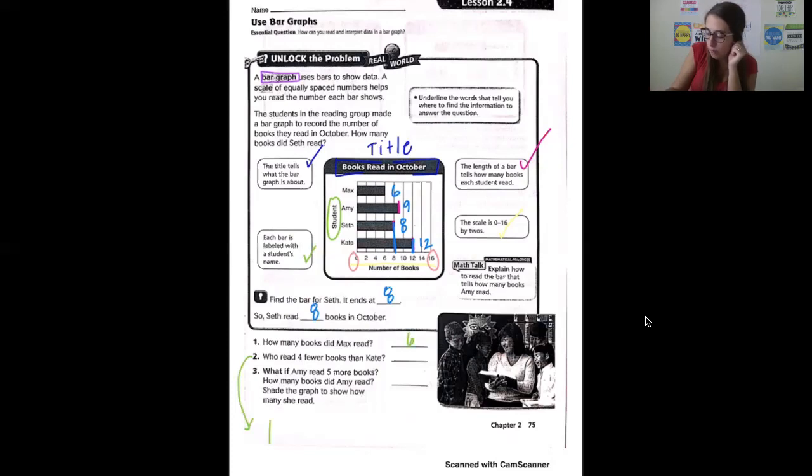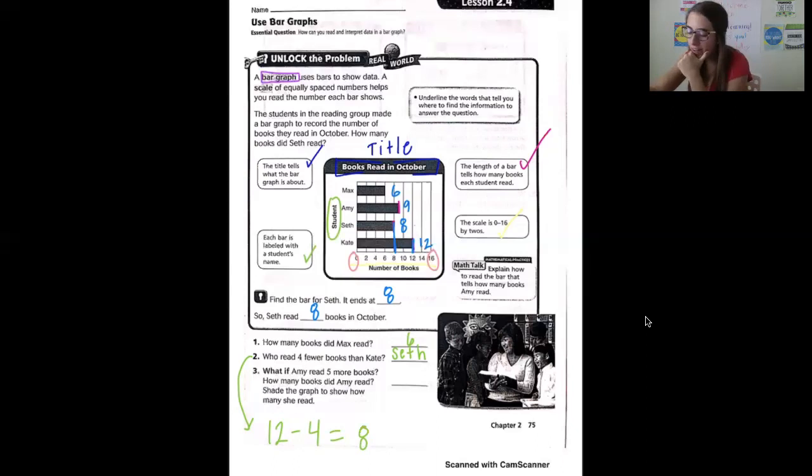Kate read 12 books. So who read 4 fewer? You're subtracting. So 12 minus 4 is 8. So which person in the graph read 8 books? Go ahead and write that name down. Okay, if you said Seth, you are correct. Seth read 8 books. I'm going to go ahead and write his name here.